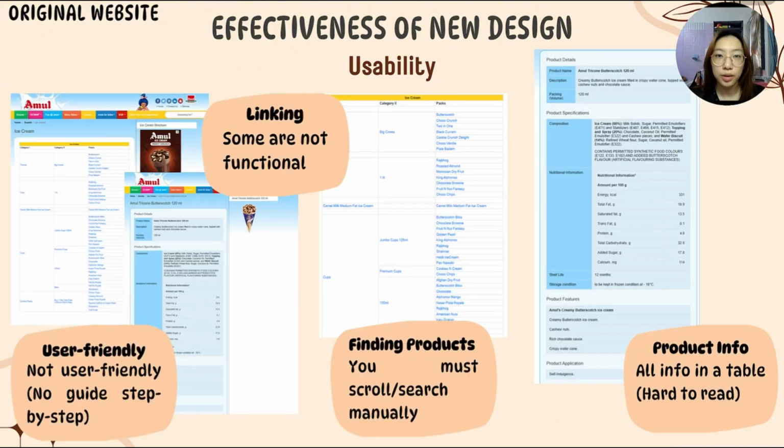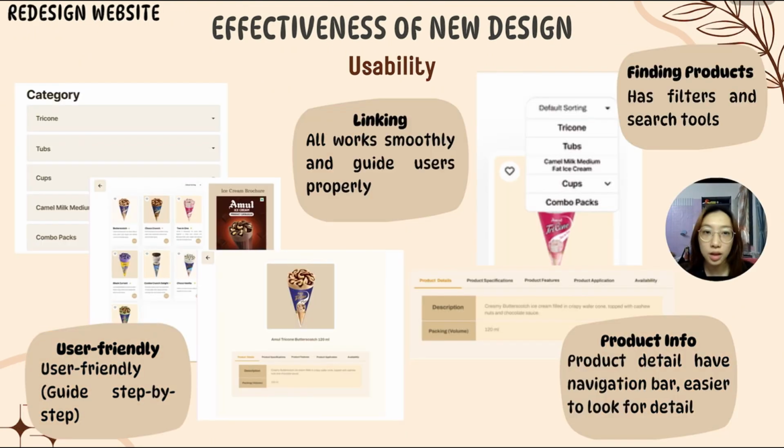Next is usability for the original website. It was not user-friendly as there were no step-by-step guides, and some links did not function. It was hard for users to find a product as all the info was in a table that made it hard to read. In the redesign, we have improved a lot in usability. It now guides users step by step from category to product and lets users feel it is user-friendly. The linking between pages also works smoothly and guides users properly.